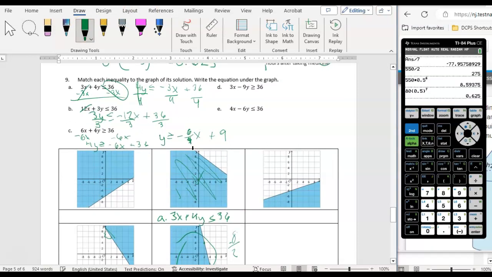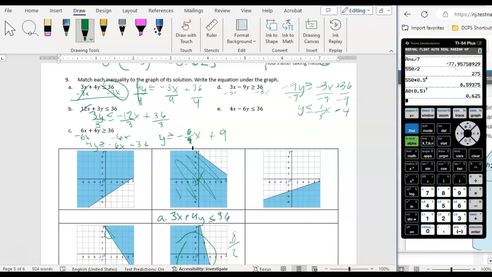Now let's look at this one here. So here we're going to subtract 3x on both sides. So we'll get negative 9y is greater than or equal to negative 3x plus 36. Now for this one, I'm dividing by a negative 9 on both sides. So remember, when I divide by a negative with an inequality, I have to flip my sign. It's going to be y is less than or equal to negative 3 divided by negative 9 is going to be 1/3 x, and 36 divided by negative 9 will be negative 4.